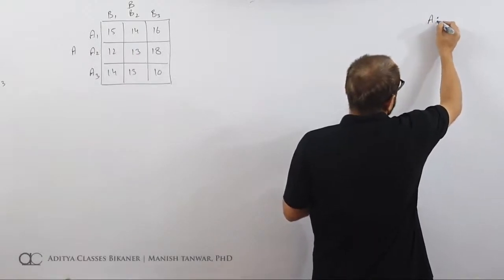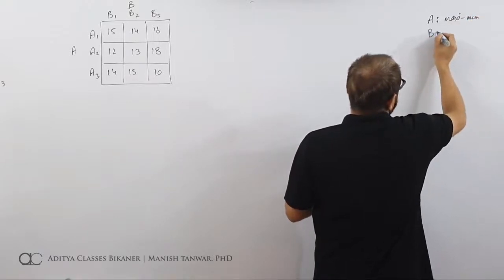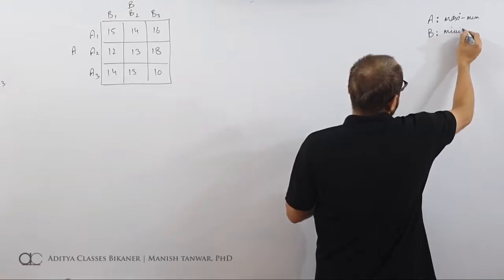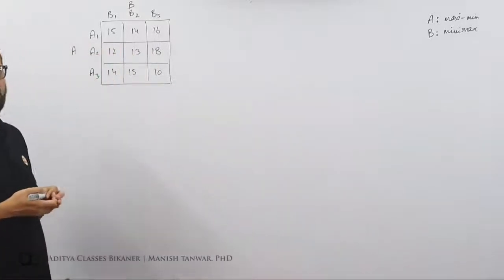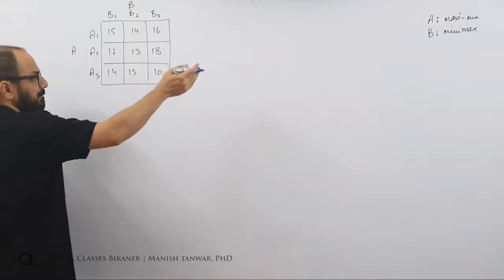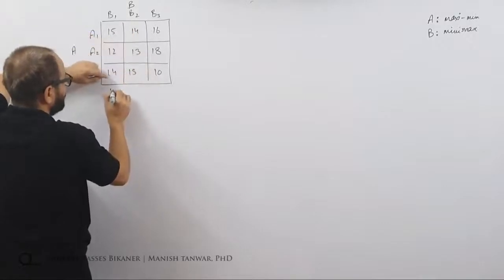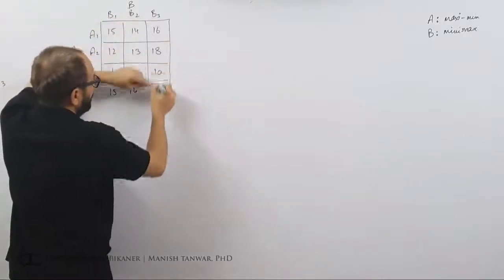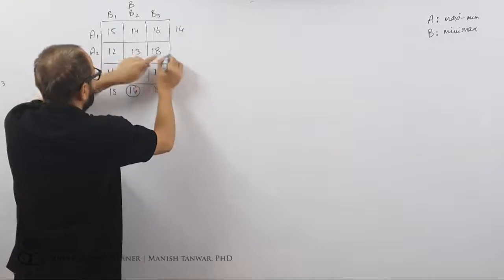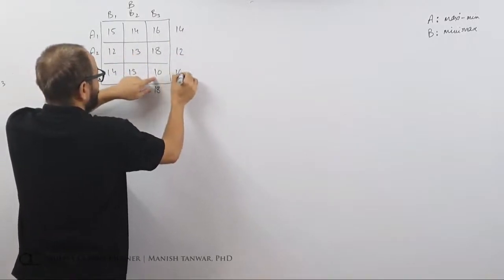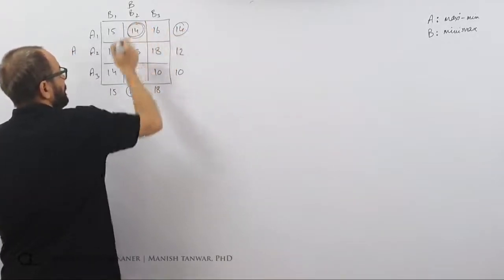A takes maximin, while B takes minimax. Maximin is the maximum from minimums. Minimax is the minimum from maximums. So B takes minimax, the minimum from maximums. Now this 14 is indicating at this 14, and this 14 is also indicating at this 14.